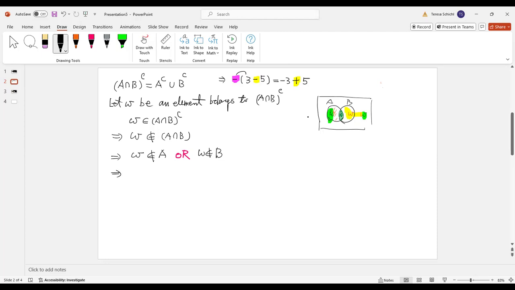Because W is not in A, W must belong to A complement, correct? And W not in B means W must belong to B complement. And the or is still true here. Because in statistics, and is intersection and or is union, because W belongs to A complement or W belongs to B complement, we say W belongs to A complement union B complement. From here to here, this is the definition of union.